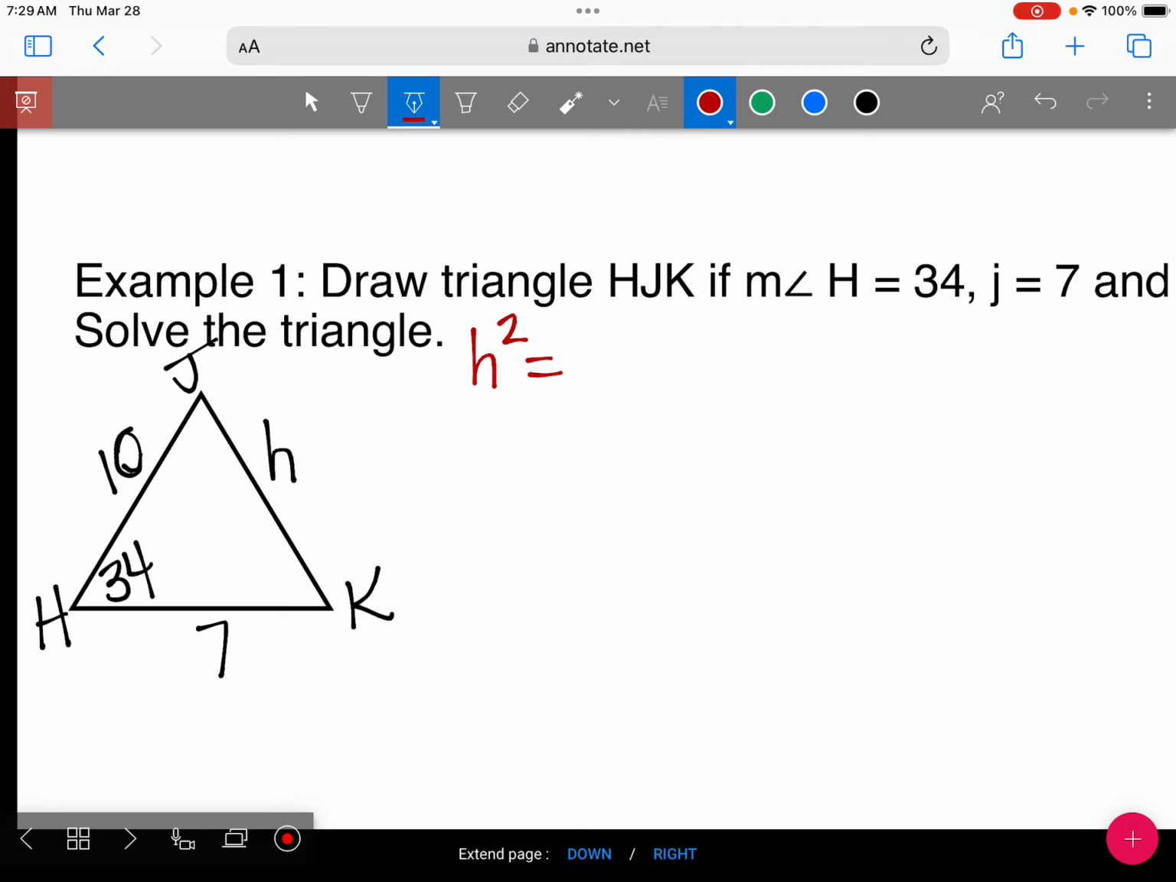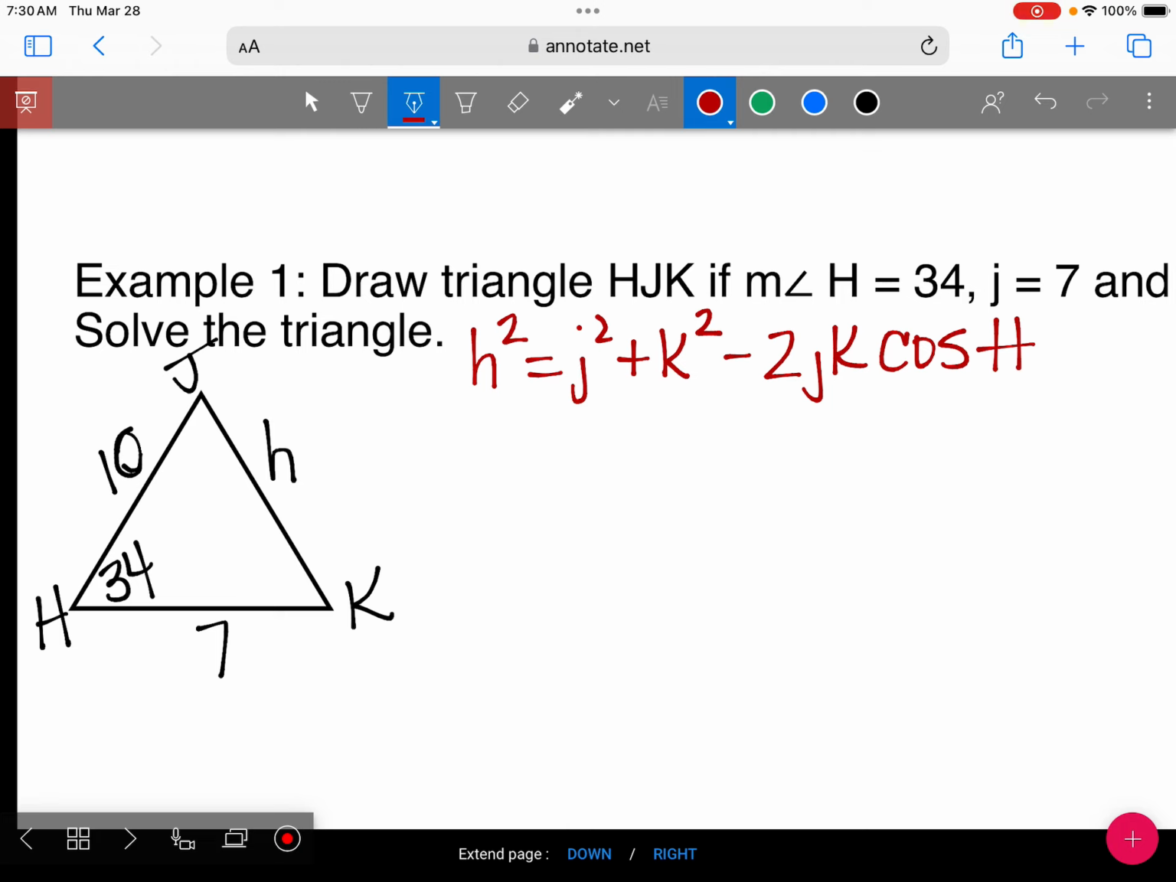equals the other two sides. And what other two letters do we have? J squared and K squared. Yep, J squared and K squared. And then it's minus 2 times those two sides that we know, JK. And then it's the cosine of angle H. So you see how whatever I started with, if I started with an H, I ended with an H.